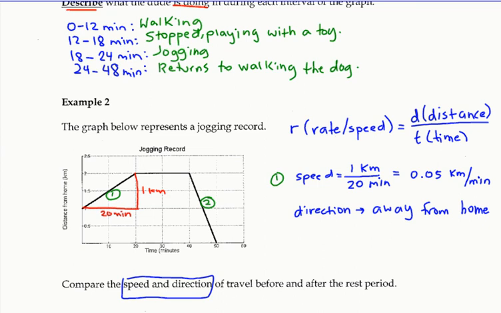Okay, now the second part. Let's see, is he going faster or slower? How can you know just by looking at it? Steeper. Steeper.